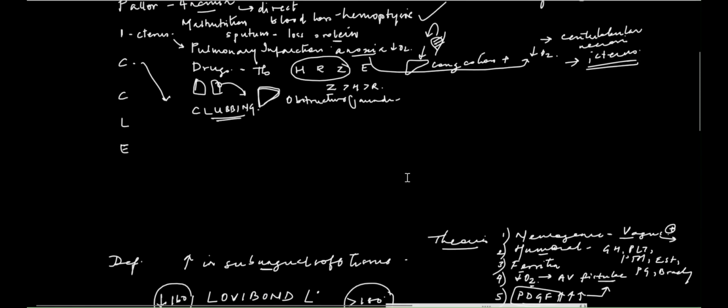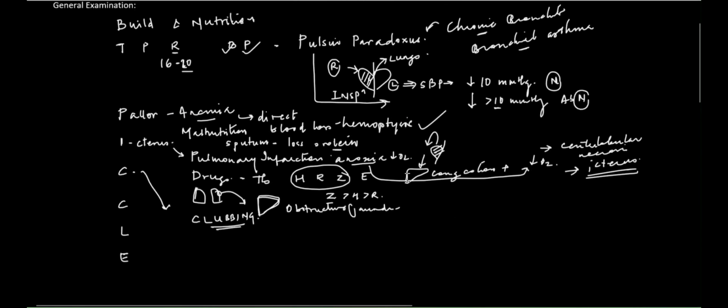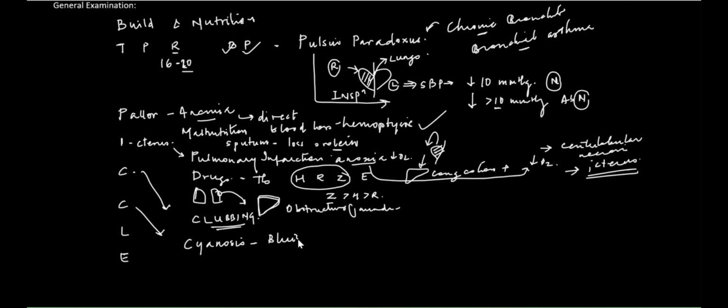Alright. So anything else which is left here in general examination, there are two more C's. Okay, three more things are left. One C is cyanosis. What is cyanosis? That's the bluish hue that you see in the mucous membranes or the skin. And why do you see that? It's because the oxygenation of your blood is not enough, and so the deoxygenated hemoglobin is what carries that bluish hue.